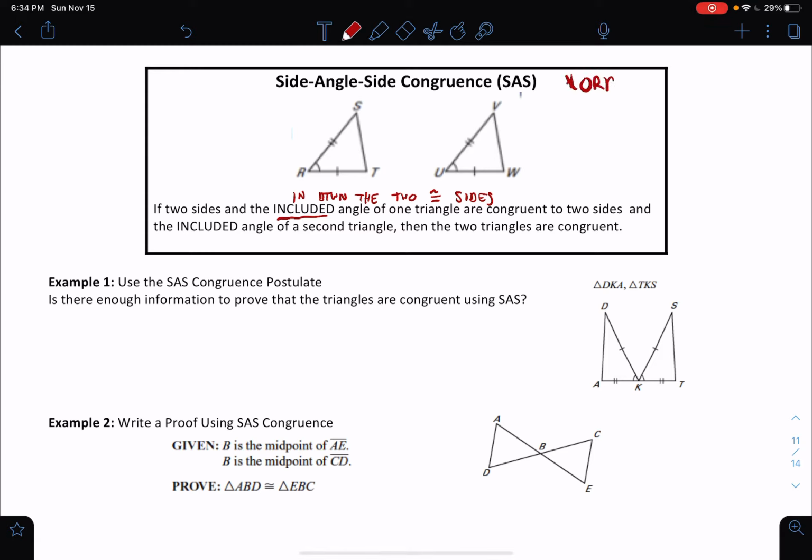The order of what's congruent is important. Okay? So like in example 1, is this enough to prove that these are congruent using side, angle, side?